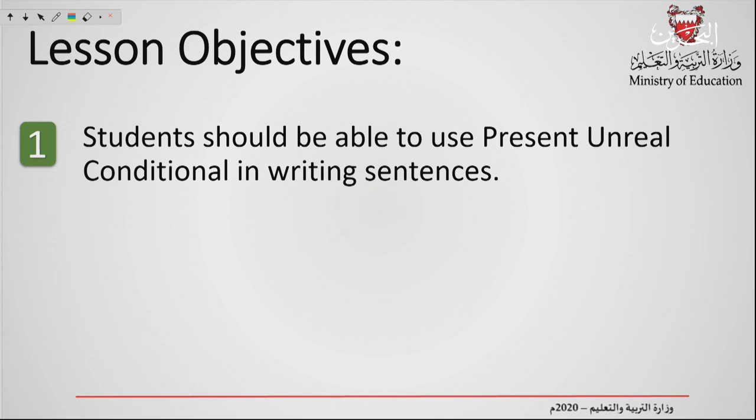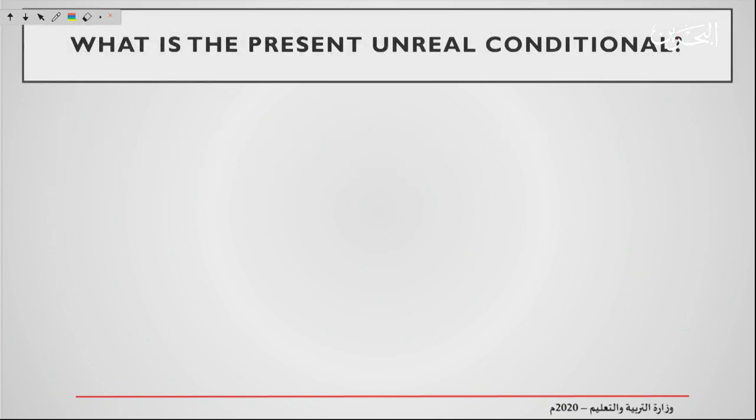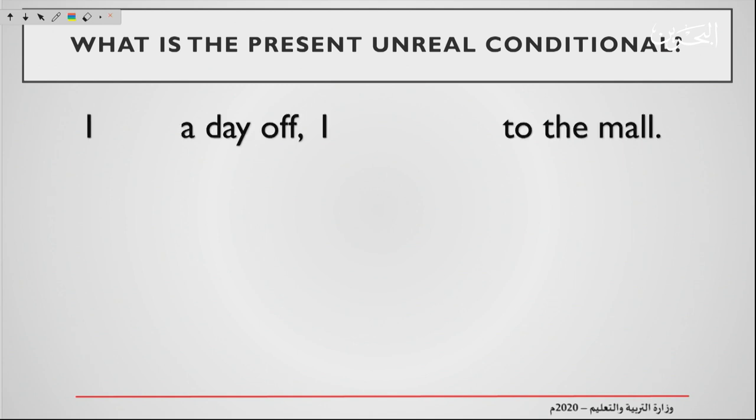Now, lesson objectives. By the end of the lesson, you will be able to use the present and real conditional in writing sentences. So, what is the present and real conditional? Let me show you with a sentence. I gap a day off, comma, I gap to the mall, full stop. Now, I would like to use the present and real conditional. So, if I had a day off, comma, I would go to the mall, full stop.